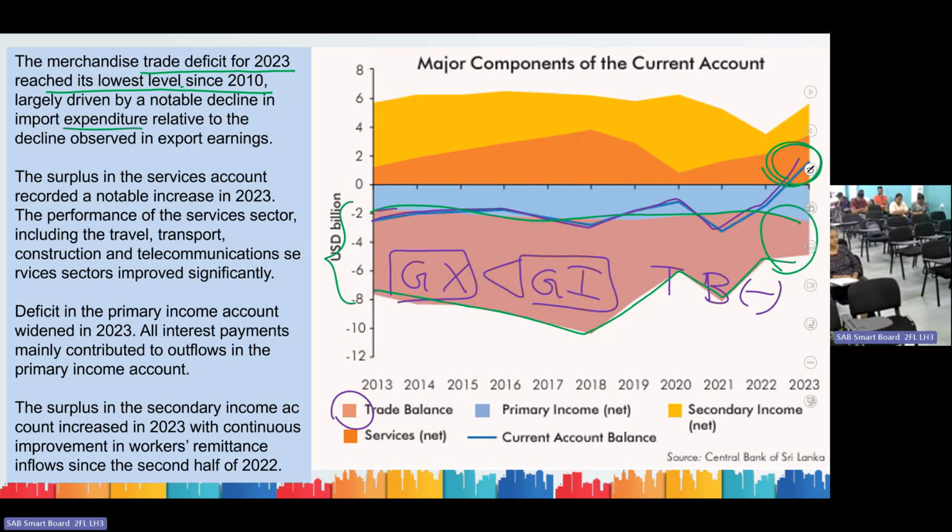The surplus in the services account reported a notable increase in 2023, mainly because of tourism. The deficit in the primary income account widened in 2023. The primary income account reports the interest payments on government loans. The government has to pay interest payments on government debt. So because of higher interest payments, the primary income account deficit widened.